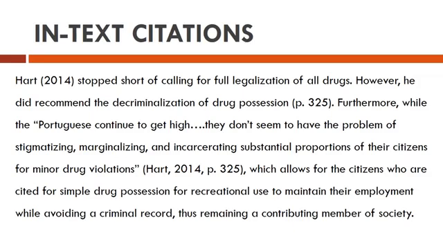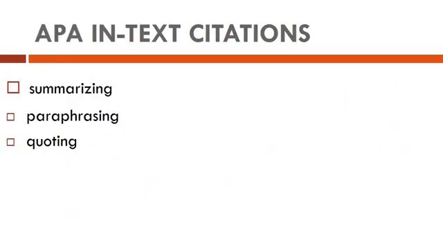So what is an in-text citation? An in-text citation is a little note that you put inside parentheses that tells your reader who the source is, who said or who thought the information first. So what information do you have to put inside an in-text citation? Well, whenever you summarize, paraphrase, or quote, you must put directly afterwards, in parentheses, the following 3 pieces of information.